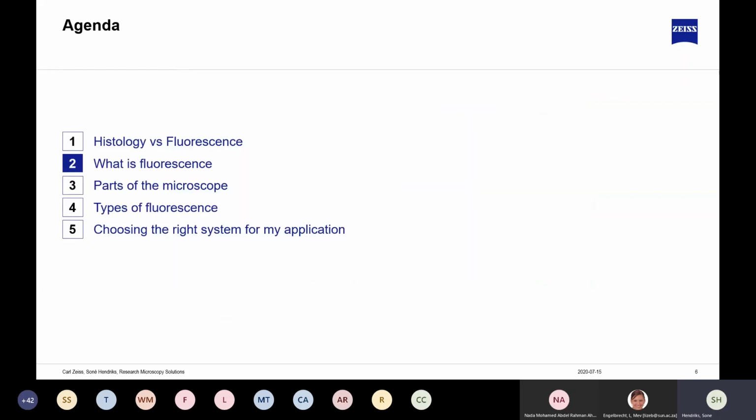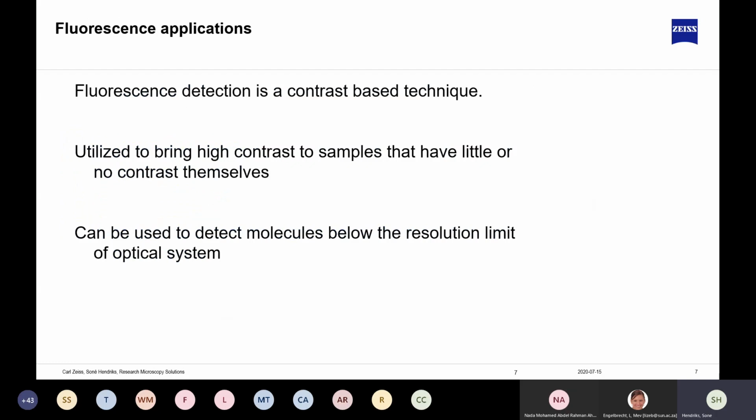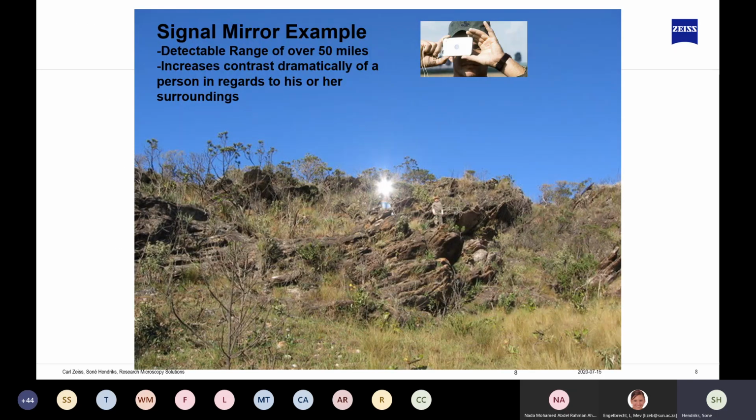So let's just quickly take a look at what fluorescence is. First of all, fluorescence is just a contrast-based microscopy technique. There's nothing special to it. It's based on basic physical and chemical properties and light properties of specific fluorophores that we utilize to bring high contrast to samples that typically have no contrast. Another advantage of fluorescence is that it can be used to detect molecules below the resolution limit of the optical system.